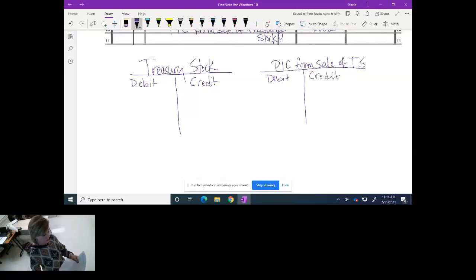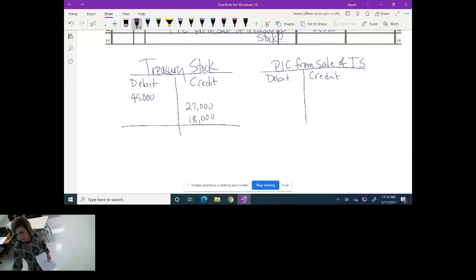Okay, so February 13th, we debited treasury stock for 45. Then when we went to sell it, we credited 27, and then we credited 18 for the third sale. So what's my balance in treasury stock? 45, or 0. You got a $45,000 debit, and then how much are your credits? 45,000. So your balance is 0. And that's what we want. If you sell them all, we want to zero the thing out. We don't want to leave some odd amount in there.